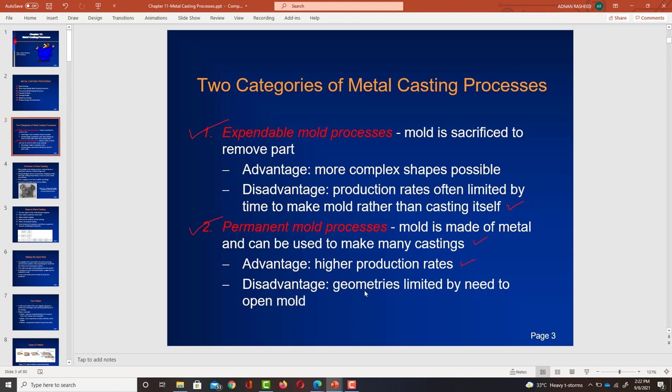The disadvantage is that the geometry is limited by the need to open the mold. If you have a complex part, this is the consideration you have to take while performing casting, whether to choose an expendable mold process or a permanent mold. Because if the part is complex, you will have difficulty in opening the mold. This is the disadvantage. If you remember the advantage and disadvantage of expendable mold, then permanent mold is the reverse or opposite of that. Clear?